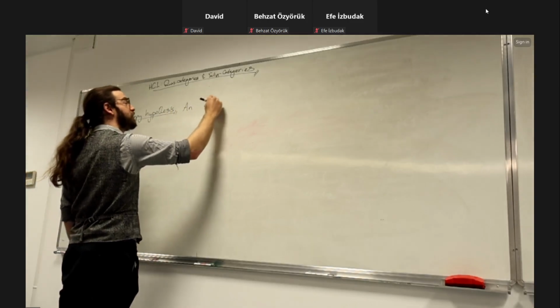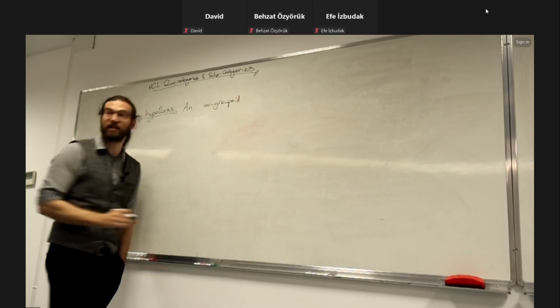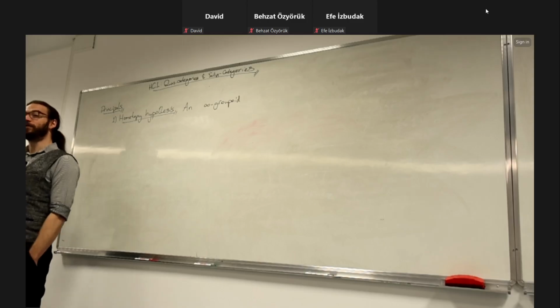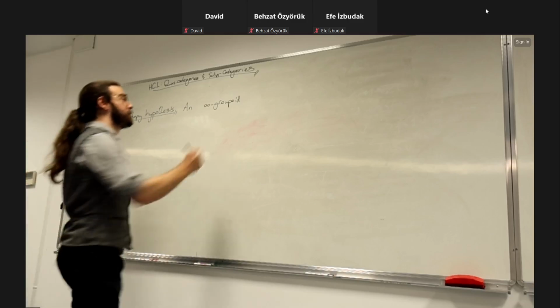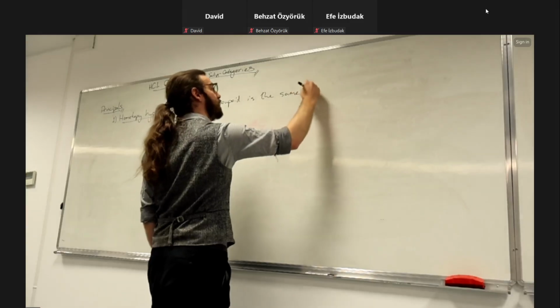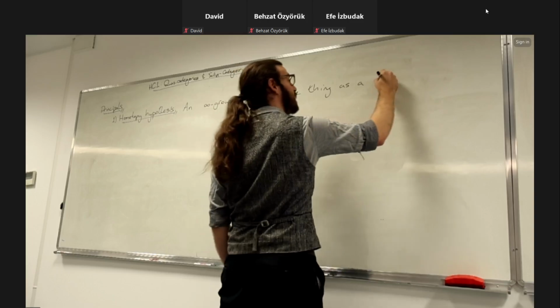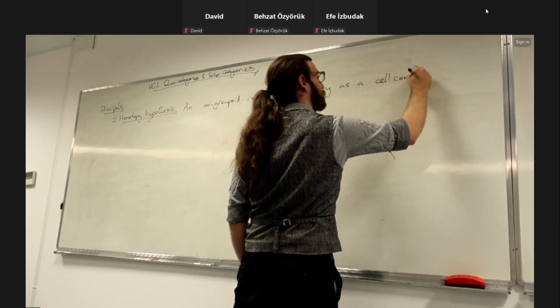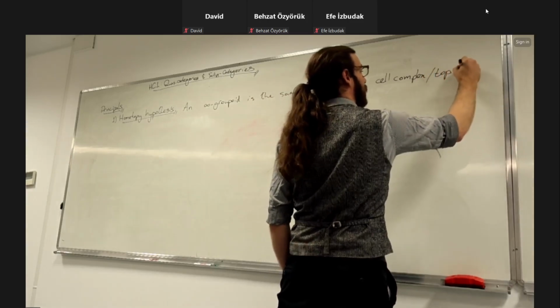An infinity groupoid, that is an infinity category where all higher morphisms, including 1-morphisms, are invertible or weakly invertible, is the same thing as a cell complex and/or topological space.